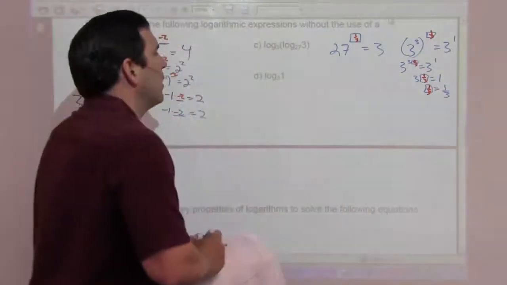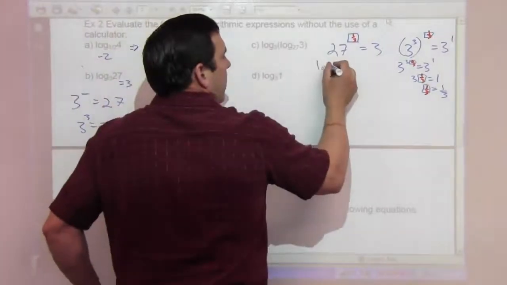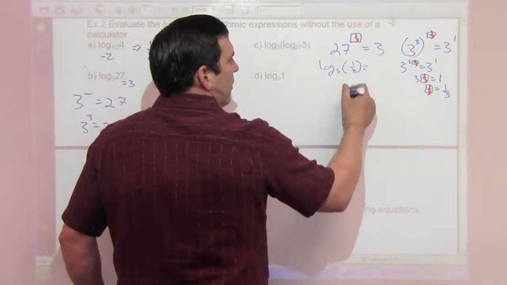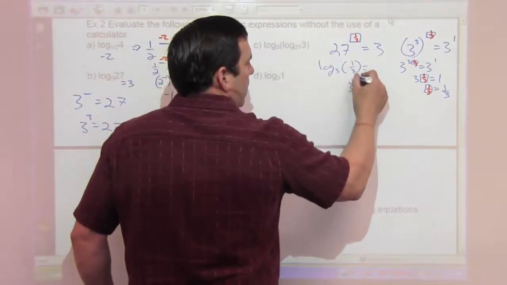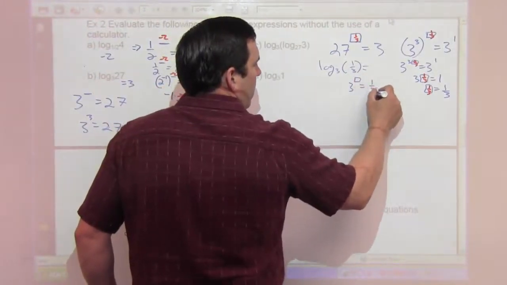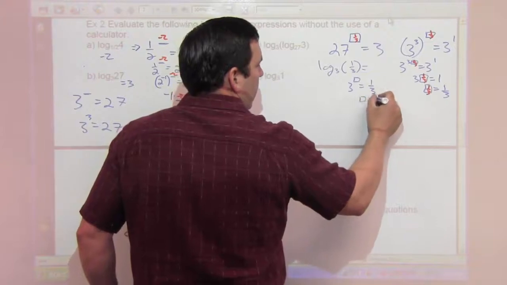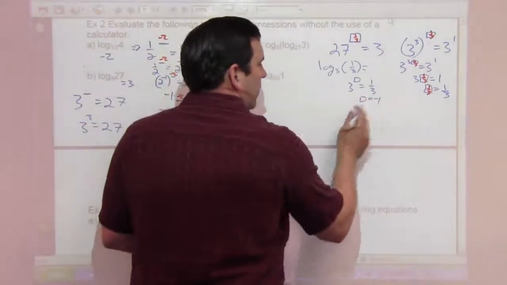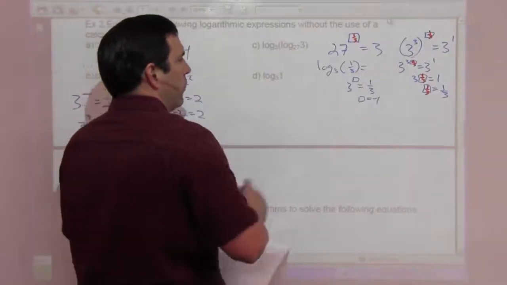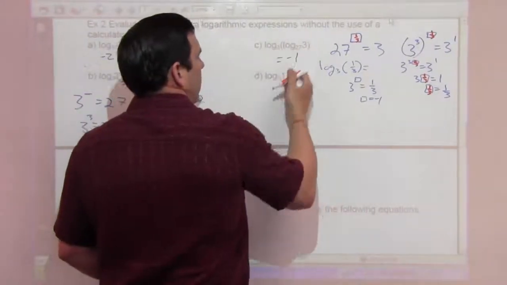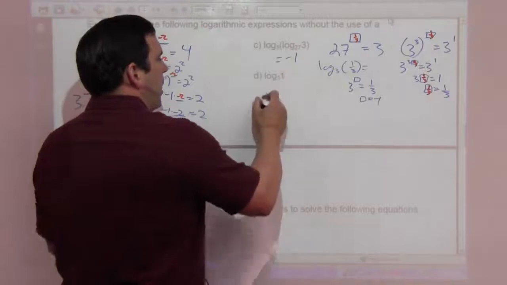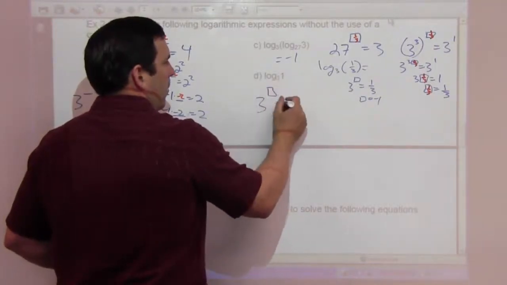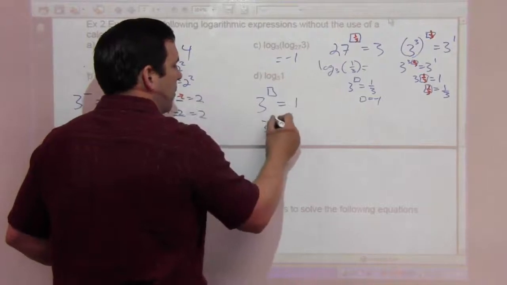So we're saying log base 3 of 1/3 is what? 3 to what power is 1/3? Well, that must be negative 1. Our power is negative 1 in this case. And finally, 3 to what power makes 1? Well, 3 to the 0 power is 1.